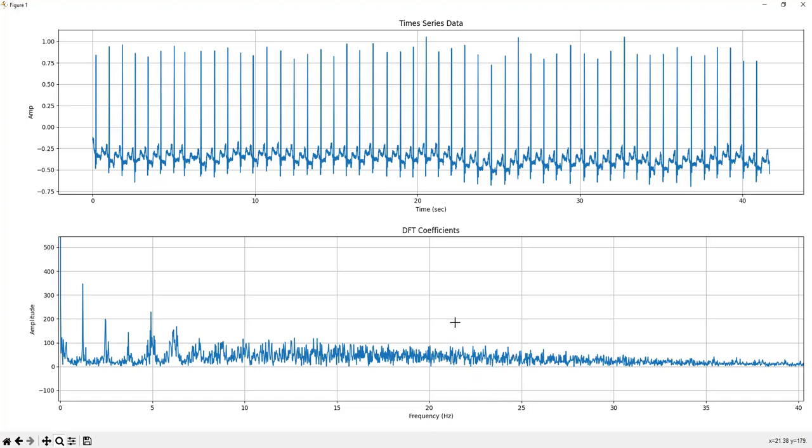In the Fourier series, one data split into 1,000 different data. In the Fourier transform, 1,000 data compressed to 1 or 2 meaningful data.